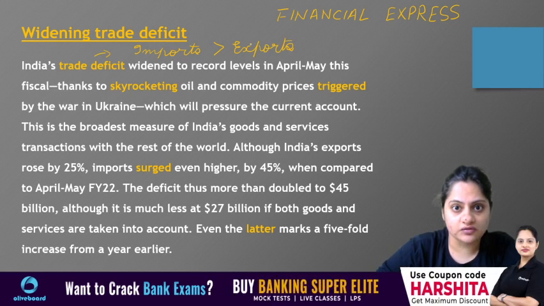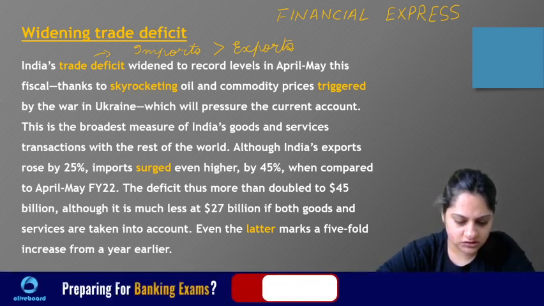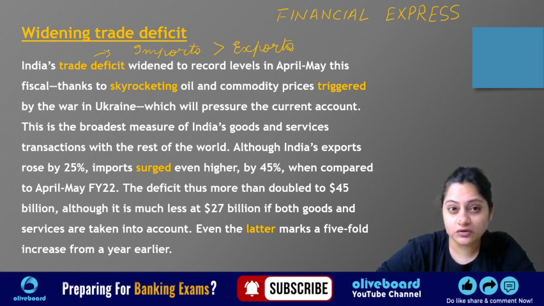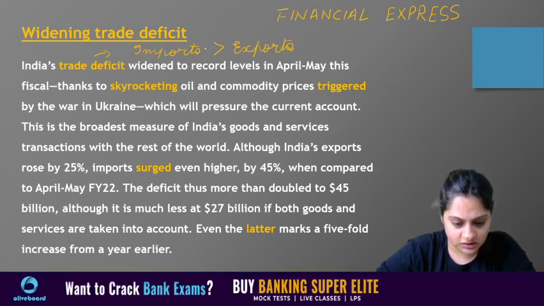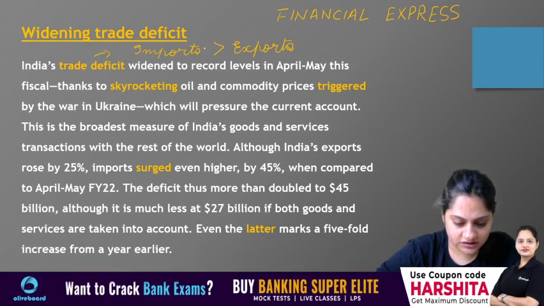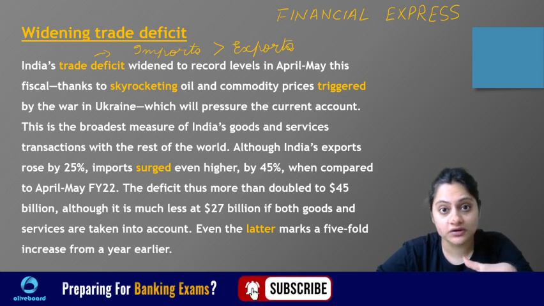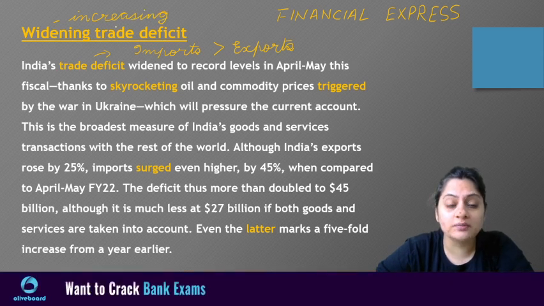So that is widening. The trade deficit is increasing. That is the topic today. Widening means it is increasing. If you calculate the difference between the country's imports and its exports, there has been a widening trade deficit, meaning we lack the capacity to produce our own products. We are not able to produce our own products, we are more and more importing.